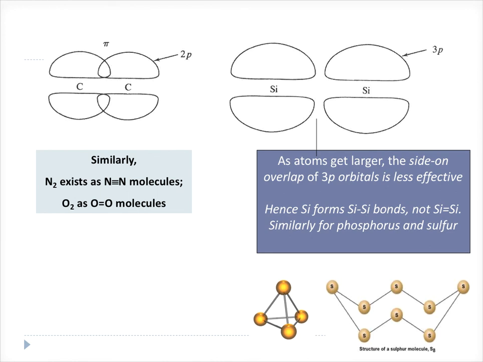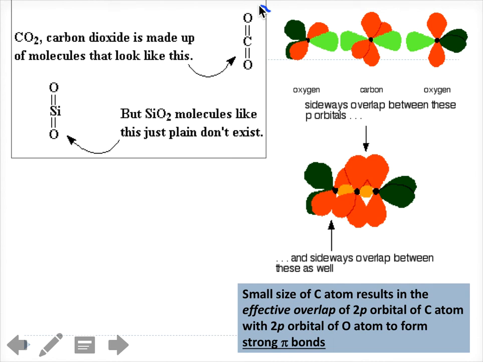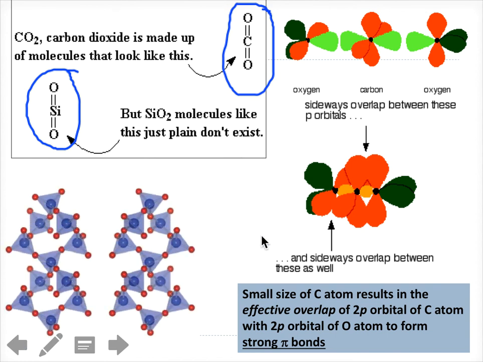The same explanation can be applied to why we see CO2 molecules in this form, but we will never have SiO2 in this form. In fact, SiO2 exists as a giant molecular structure. Because in CO2, the overlap between the 2p orbital of the carbon atom and the 2p orbital of the oxygen atom is very effective. And as a result, this very highly effective overlap results in a strong pi bond being formed between the carbon and the oxygen.